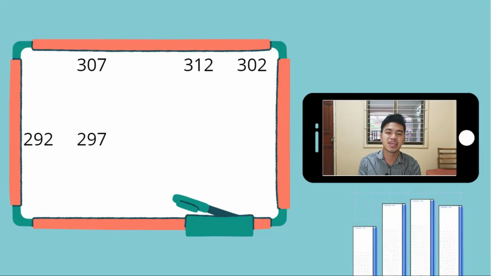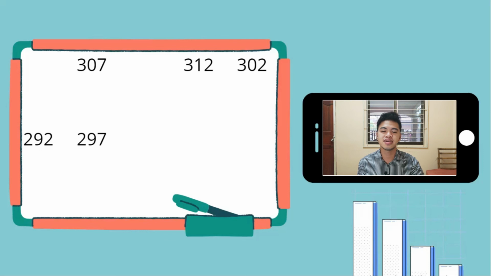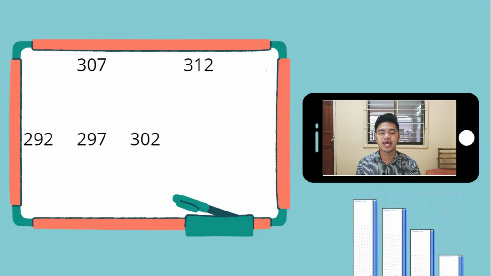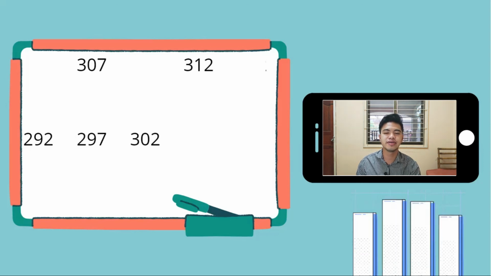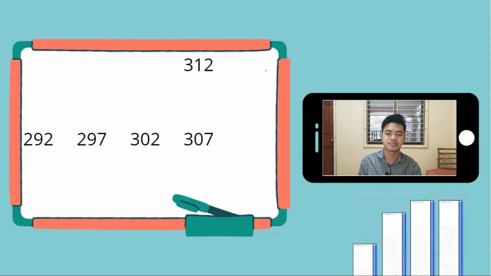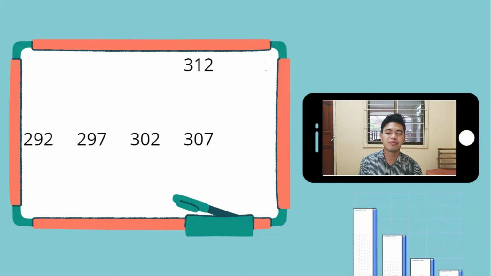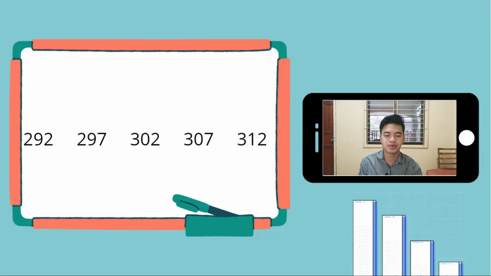Now we only have 3 numbers. So what do you think is the smallest among them? Very good. It is 302. Okay, so we write down 302. So next is 307 and 312. Which is the smaller number? Very good. 307 is smaller, so we're going to write it down. And since we only have 1 number left, we're just going to write it at the last part. Okay? So that is all for number 1.